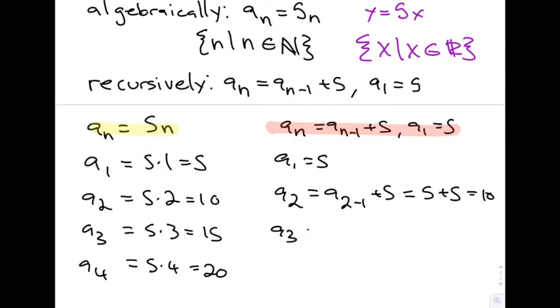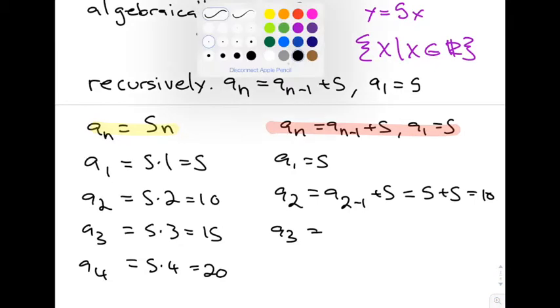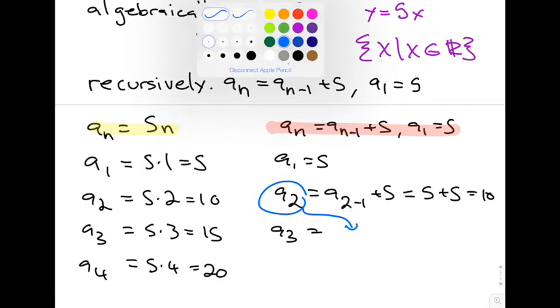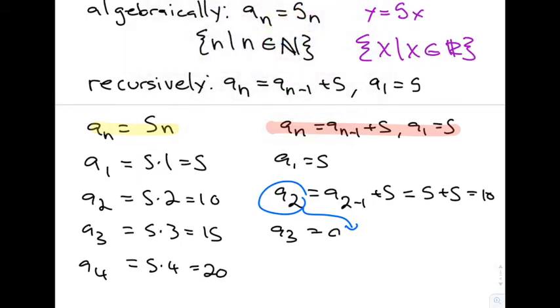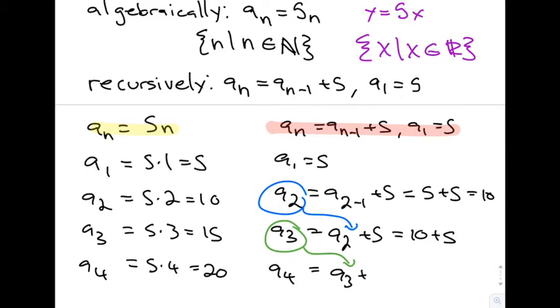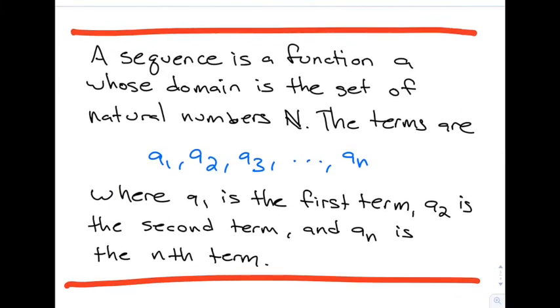Similarly, for a sub 3, we grab what we had in a sub 2 and bring it down. So this is a sub 2 plus 5 equals 10 plus 5. And lastly, for a sub 4 we grab a sub 3 and pull it down. We have a sub 3 plus 5 equals 15 plus 5 equals 20. So this is an algebraically defined and recursively defined sequence. Altogether, the definition of a sequence.